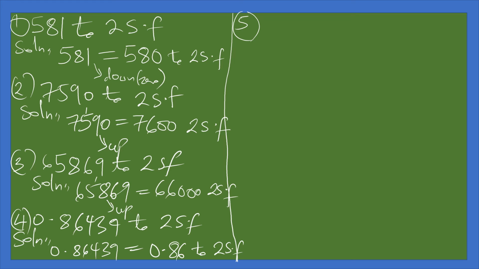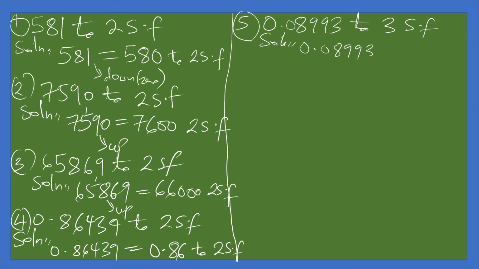Okay, so now let's take number 5 for three significant figures. Now you are asked to round off 0.08993 to three significant figures. Solution: 0.08993 will now be equal to what? 0.0899 toward 3 significant figures.